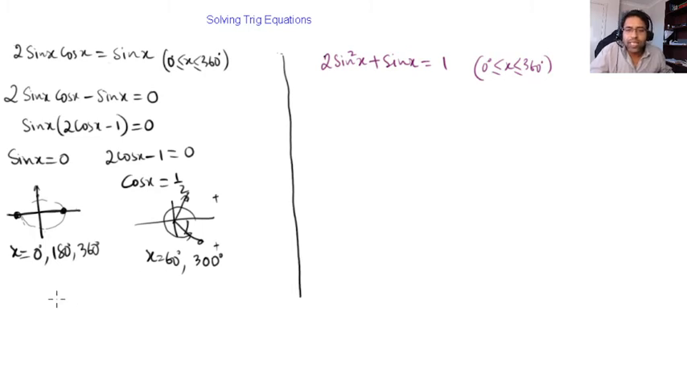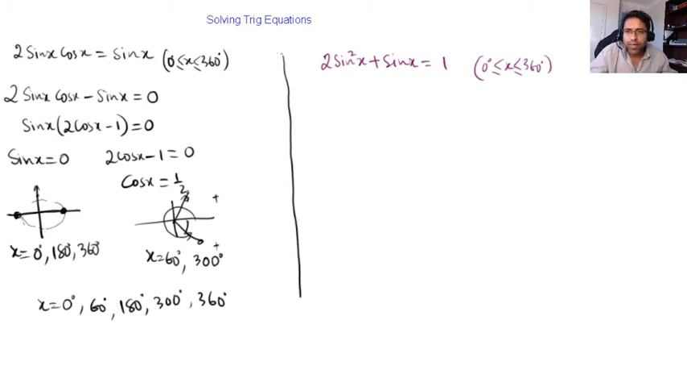So basically we are getting 5 solutions. So x will be 0 degrees, 60 degrees, if I write it in order, 180 degrees, then 300 degrees, or 360 degrees. Okay, look at the second example now.